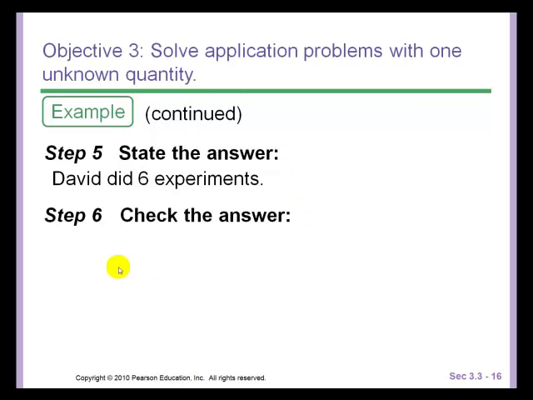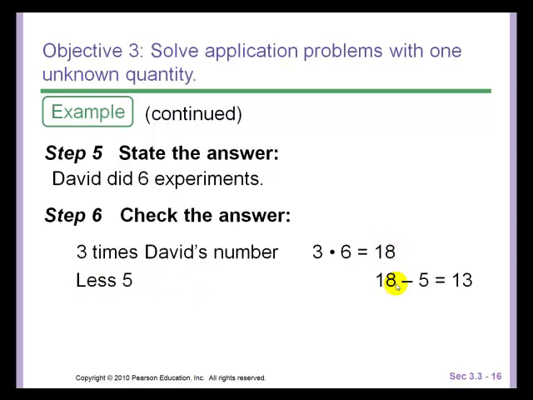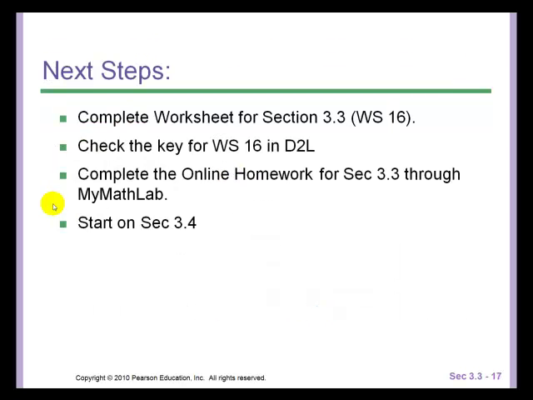Step 6 is your check. 3 times David's number is 3 times 6 is 18. Less 5 means subtract 5, that's 13. Michael did 13. Those two match. Therefore, the answer is that David did 6 experiments.